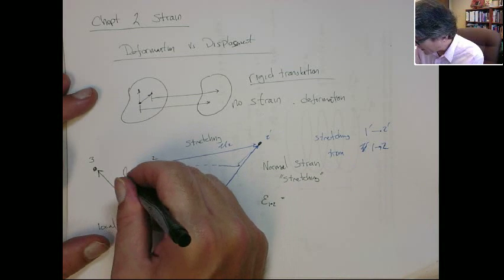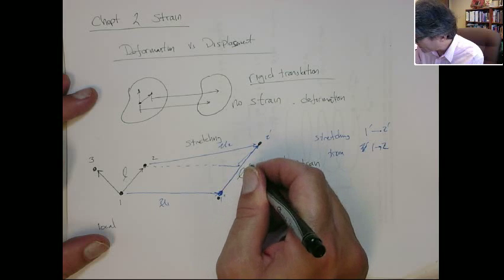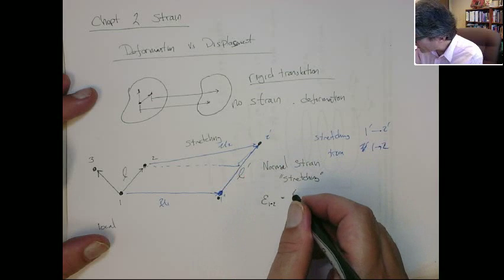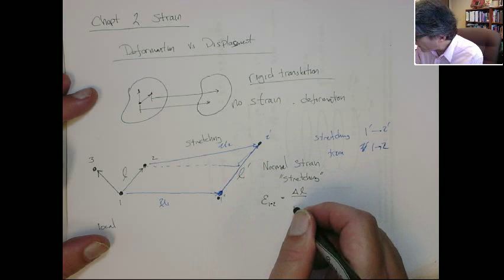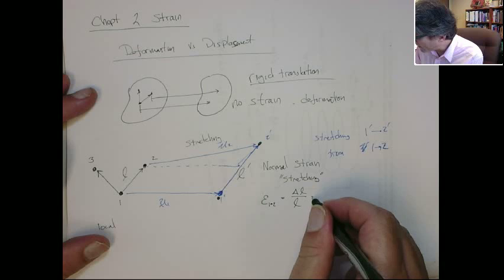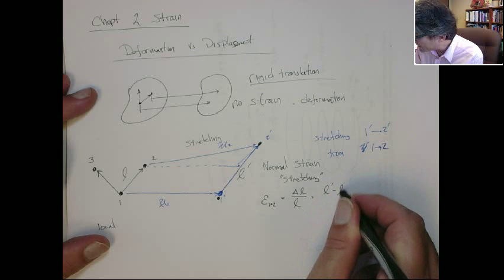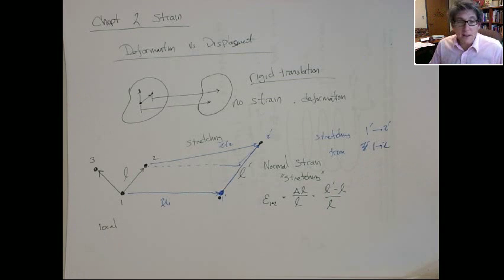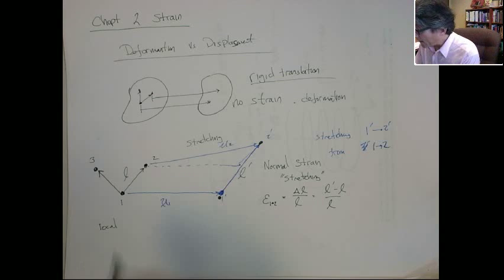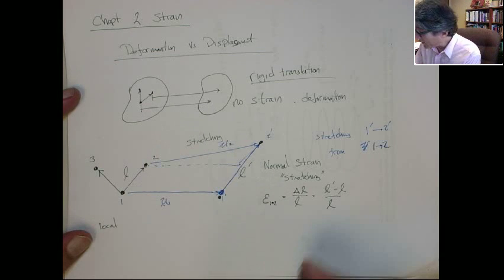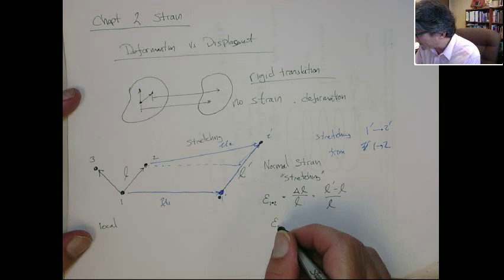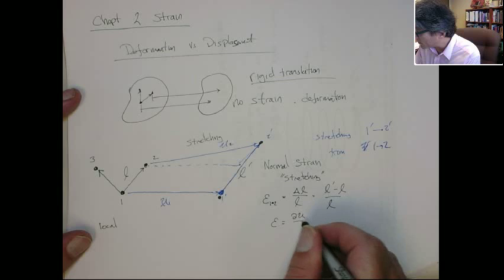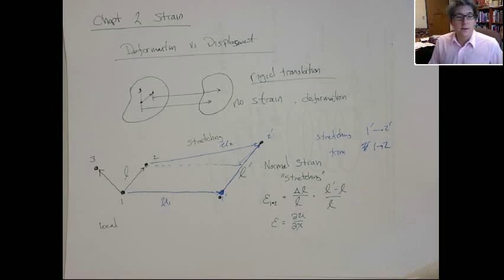let's call this L, and I'll call this L prime. It's the change in length over the original length, or L prime minus L over L. And mathematically, we actually consider the limit as L goes to 0, and you get the strain at a point, and that's the derivative of the displacement field with respect to x. That's the strain as you take the limit.